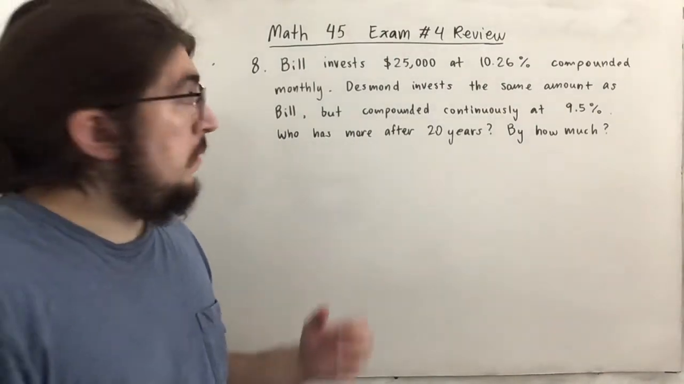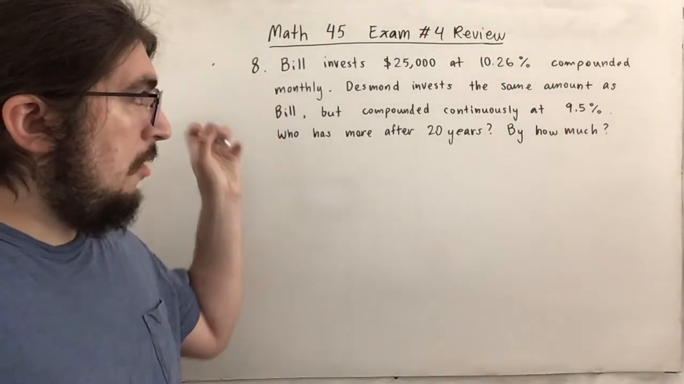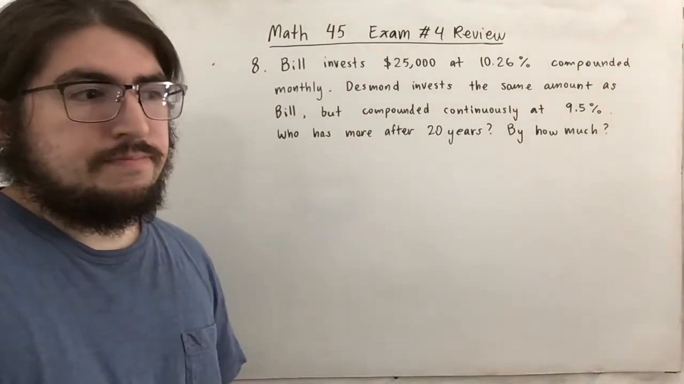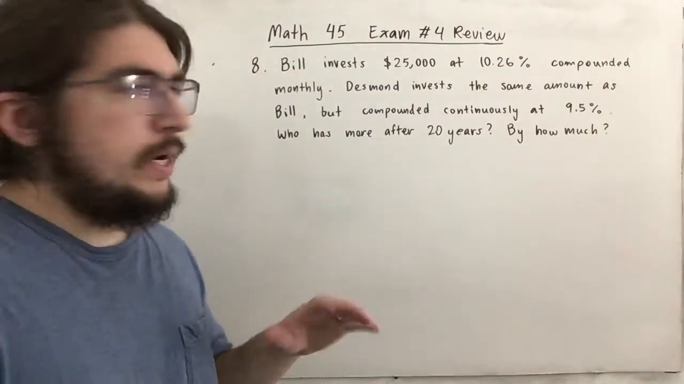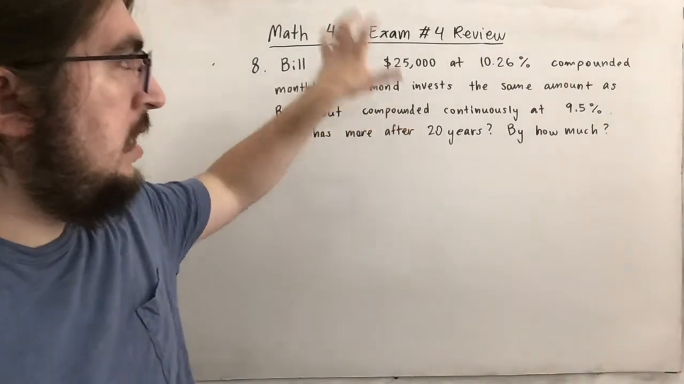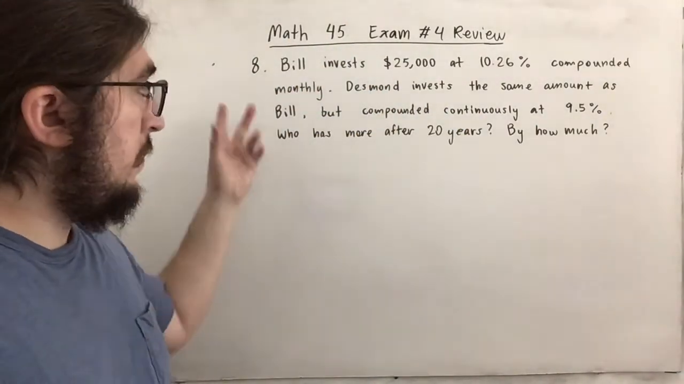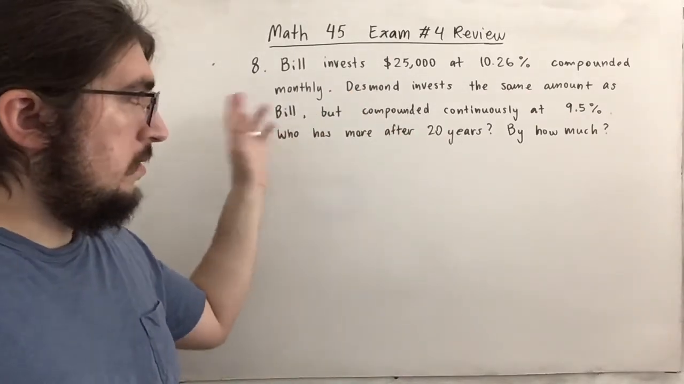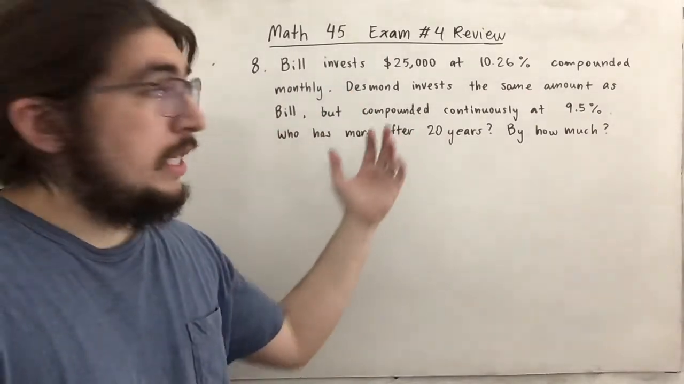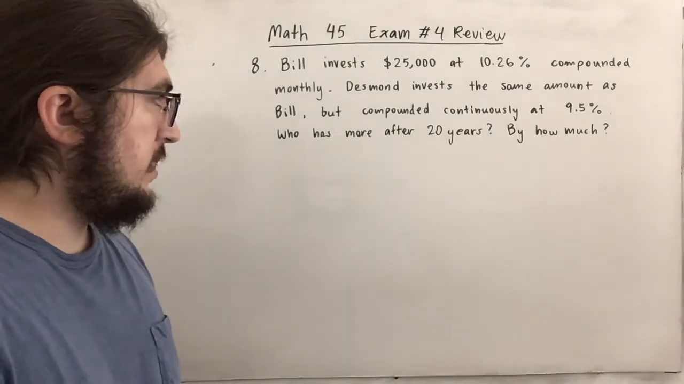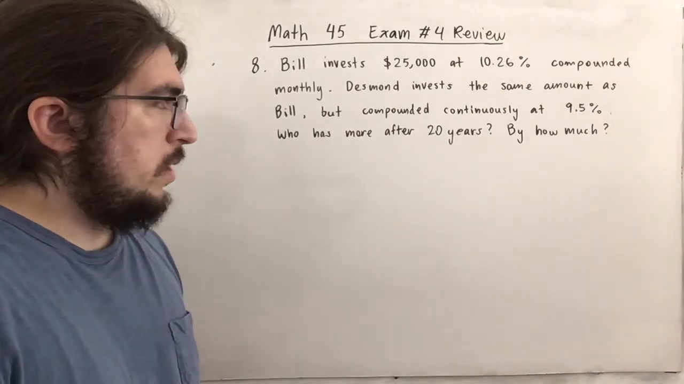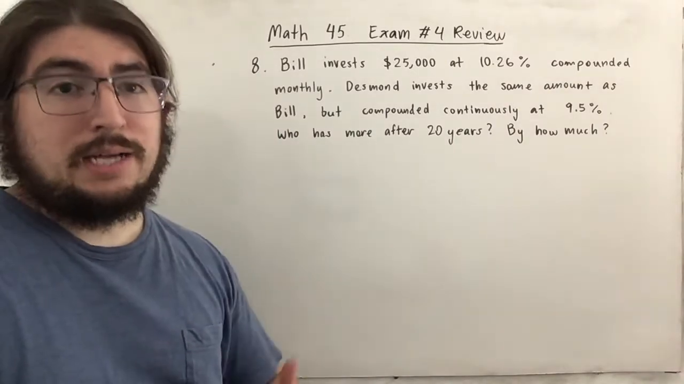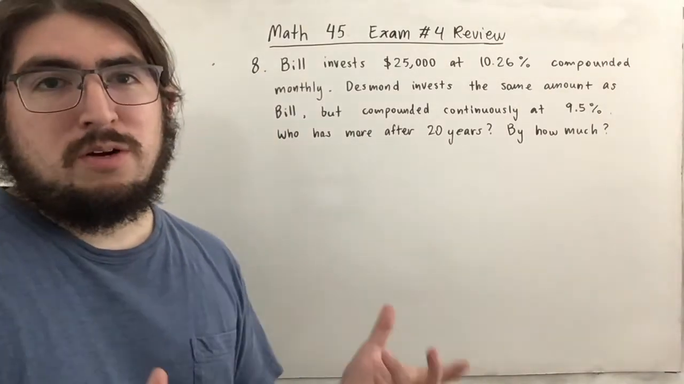All right, so for this problem, we're asked to find out how much these two people will have after 20 years and basically who will have more. So I'll just read it. It says, Bill invests $25,000 at 10.26% compounded monthly. Desmond invests the same amount, $25,000, as Bill, but compounding continuously at a different rate of 9.5%. So who has more after 20 years? And then by how much?